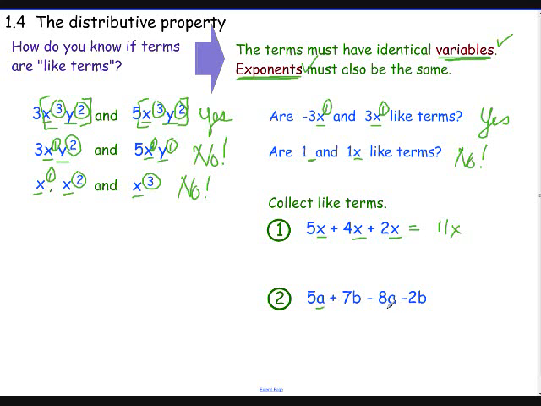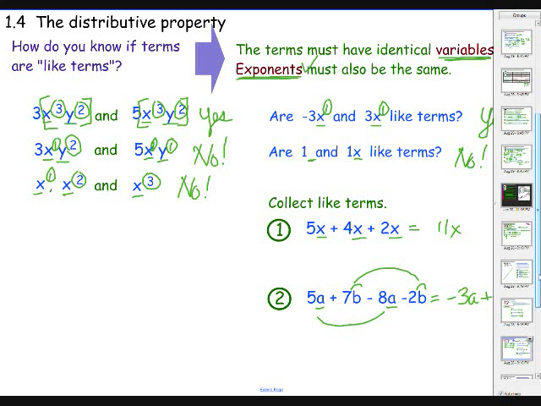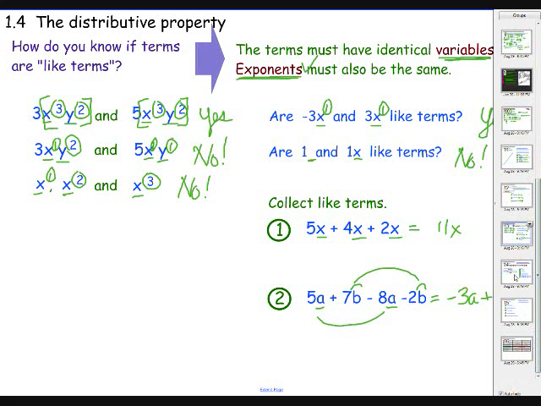Let's try this one. This one's got an A, this one's got an A. This one's got a B, this one's got a B. So these two can be matched together, and these two. And we should do that, combine the ones that we can. 5a minus 8a is going to give us a negative 3a. A 7b minus 2b is going to give us a positive 5b. That's looking pretty good. Let's see how much further we have to go. I'm sorry about this. Quite long, isn't it?